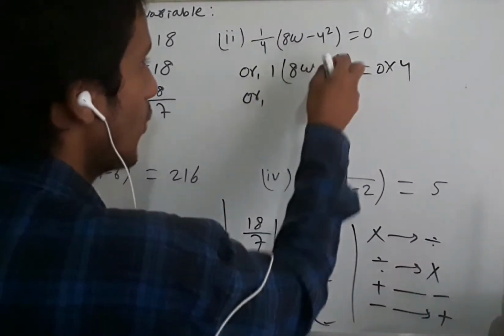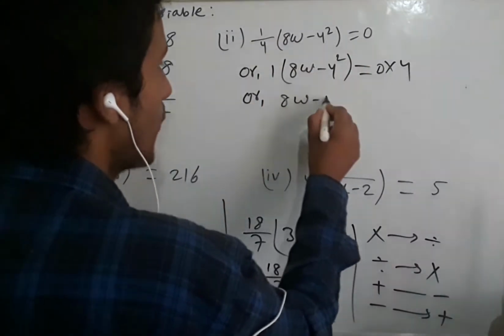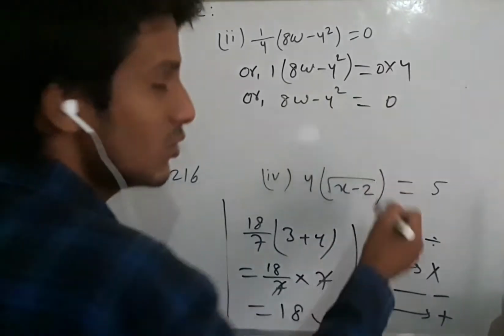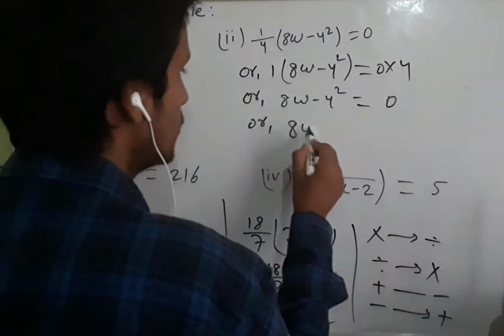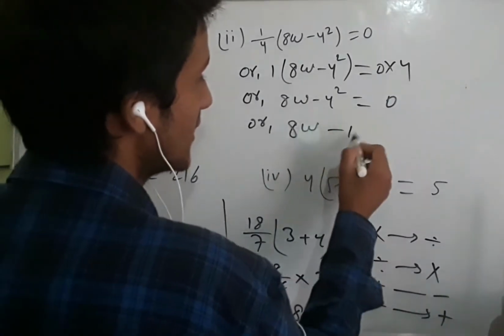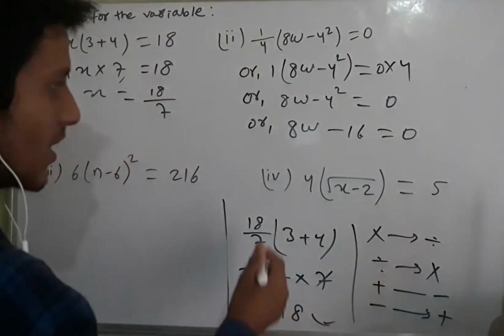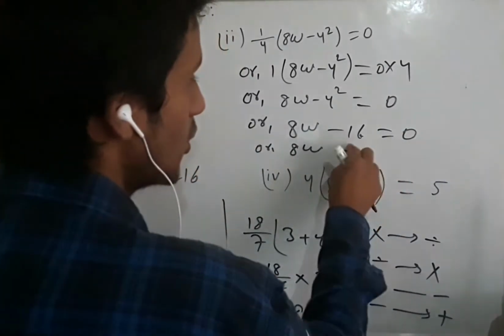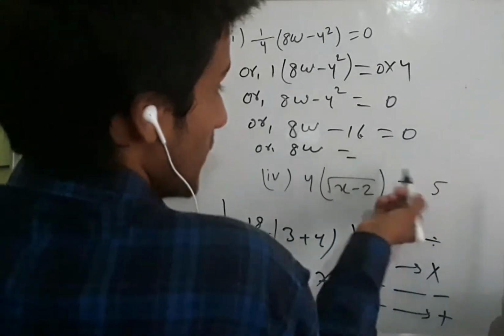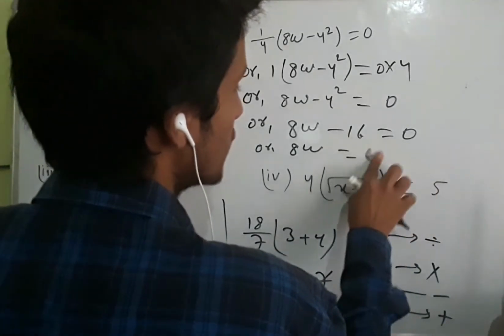Now if you multiply this by 1, we're going to get the same thing. 8w minus 4 squared is equal to 0. This would be 0. Now, 8w minus 16 is equal to 0. And if we solve for this, we're going to get 8w is equal to, if you take this onto that side, 0 plus 16, which is just 16.